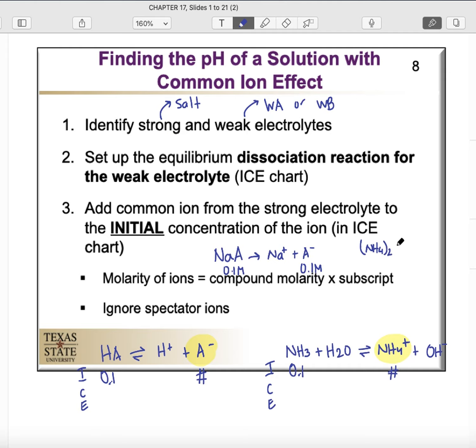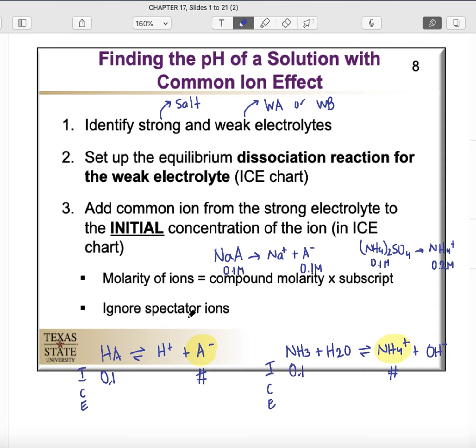NH4 2SO4. So let's say that we had ammonium sulfate. The common ion is ammonium ion, right? But now I have a subscript of 2. Then if my compound is 0.1 molar, then the amount of ammonium ions that I actually have, the concentration of it, is actually twice that because of the ratio. So this would be actually 0.2 molar. So that's what I mean by taking the compound molarity and multiplying it by 2.